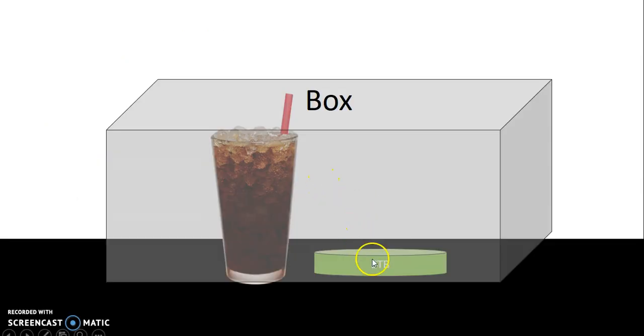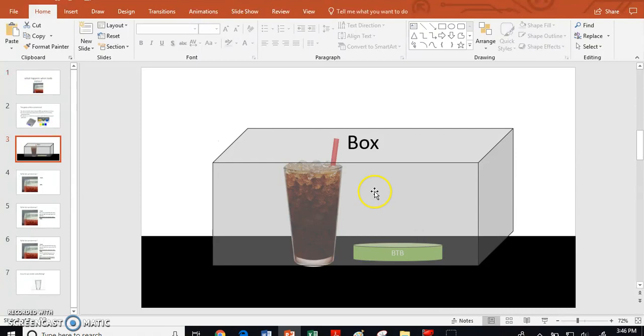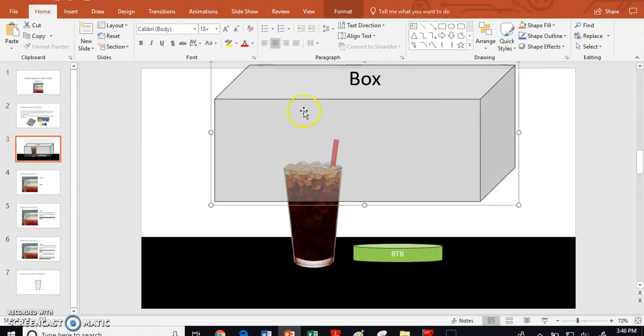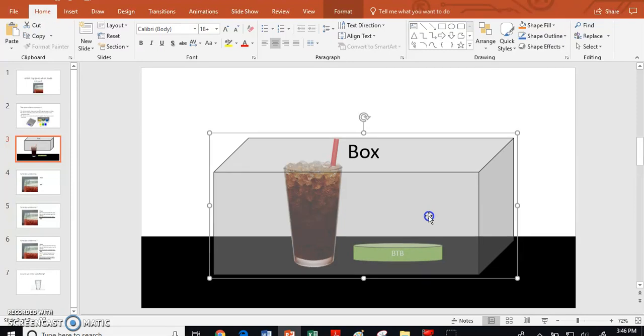If you don't quite recall our setup, this is it. We have a box here, and we took some soda water and set it next to some neutral BTB that was green, and we placed our box over it, and then we walked away for about 20 minutes. So that was what we did.